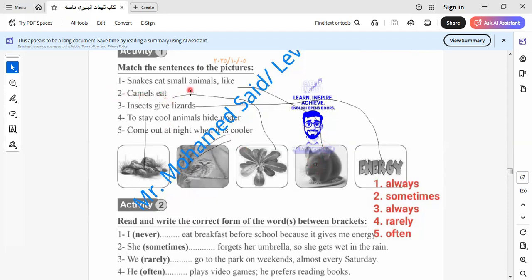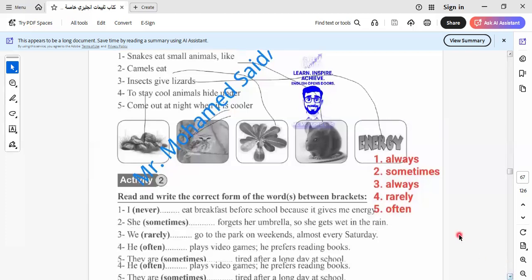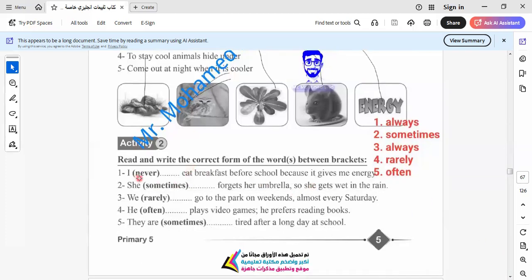Camels eat grass here. Insects give results energy. Here is give results what? Give results energy. So to stay cool, hide under this one, hide under. Come out at night when it's cooler. This is the owl or the bat, or I think all these birds that are active at night time. Okay, here we say I never.